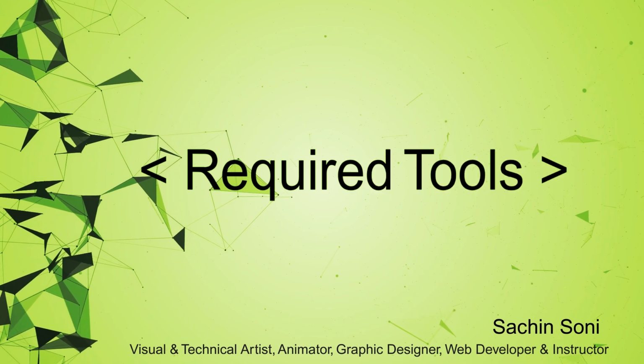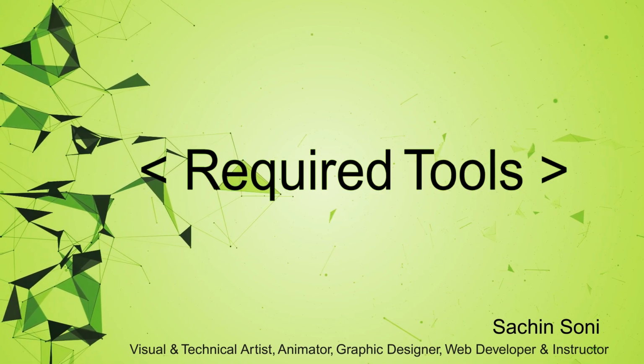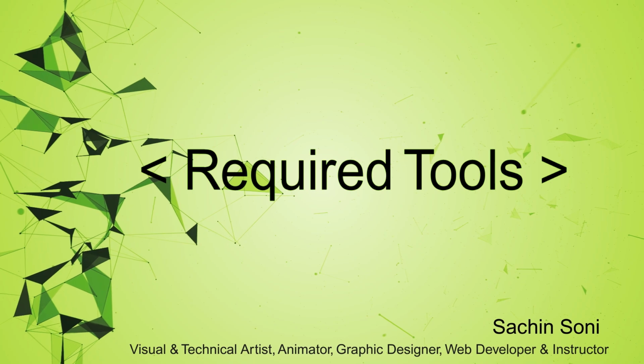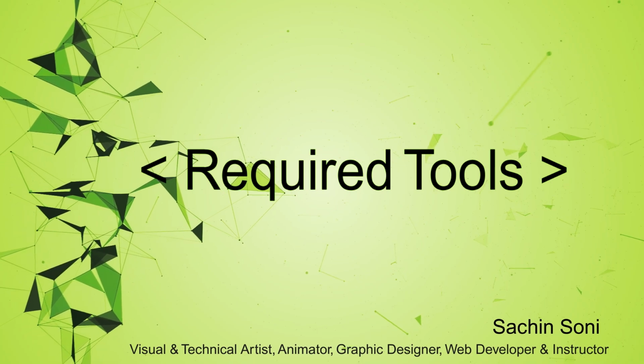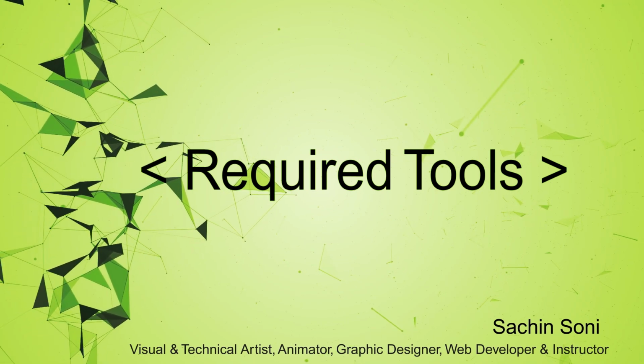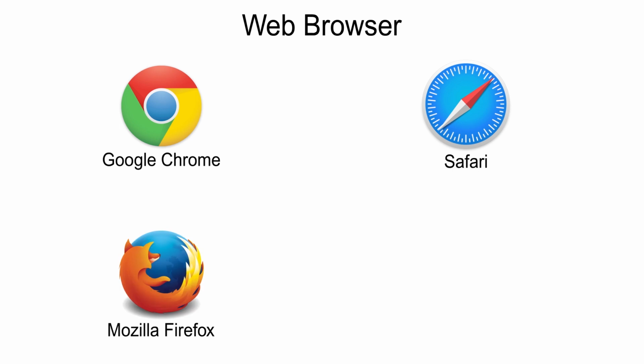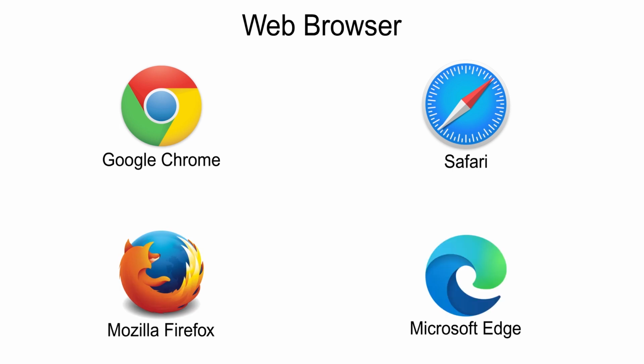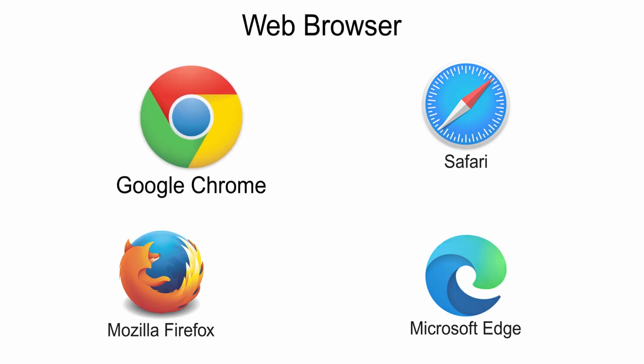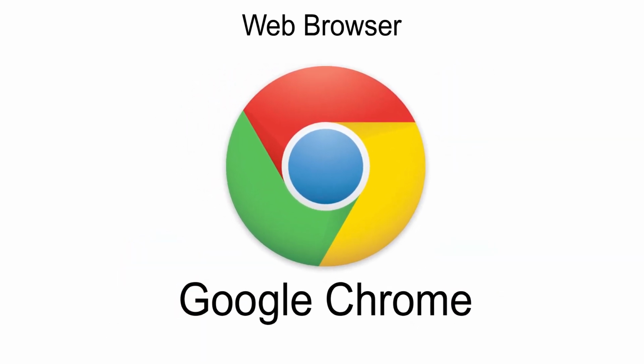In this lesson we are going to discuss what are the tools required for HTML coding. We need only two things for this course. The first tool is a web browser. Either you can use Google Chrome, Safari, Mozilla Firefox, Microsoft Edge or any one. But here I am going to use Google Chrome.